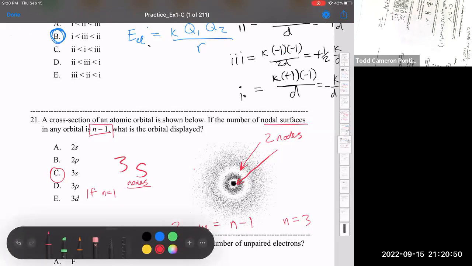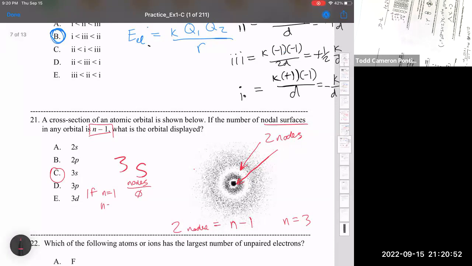If n equals 2, then the number of nodes is going to be equal to 2 minus 1, which is 1. If n equals 3, it's going to be equal to 3 minus 1, which is 2. If n equals 4, it'll be 4 minus 1, which is 3. This rule actually holds true for any given subshell. The number of nodes will always be equal to the principal quantum number minus 1.